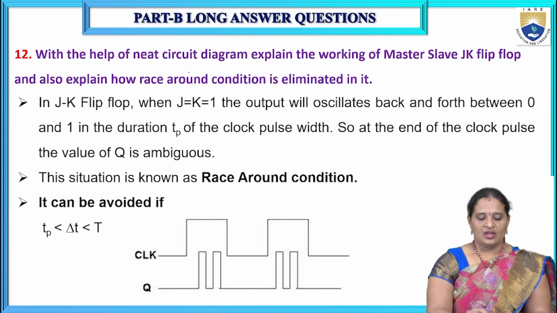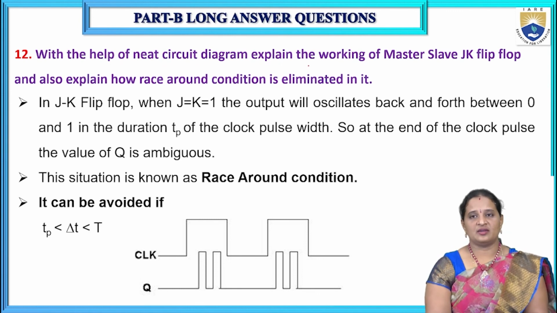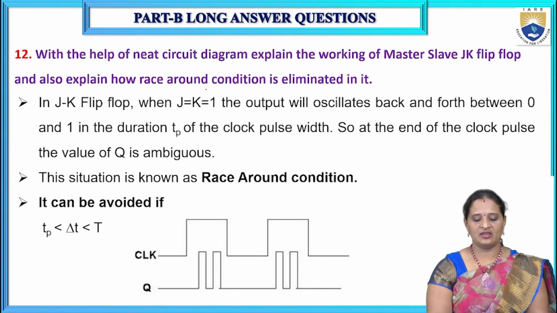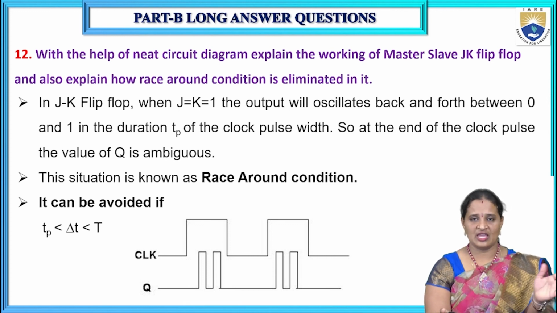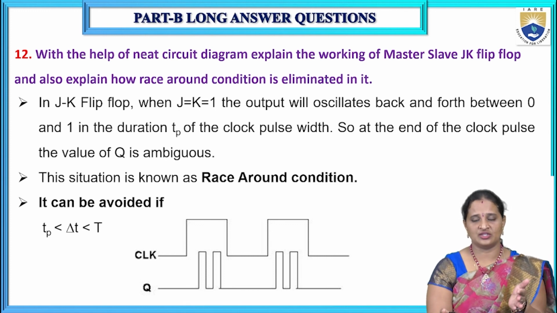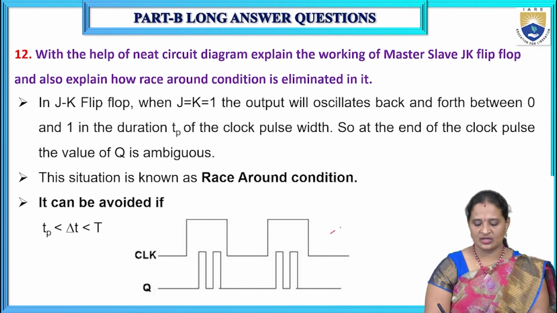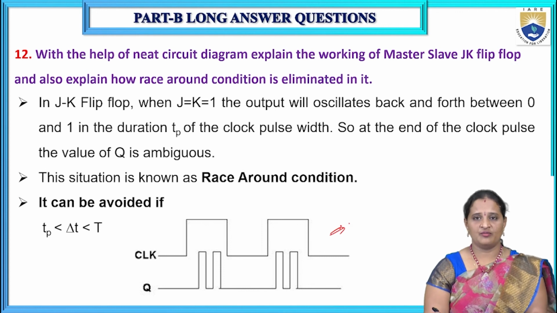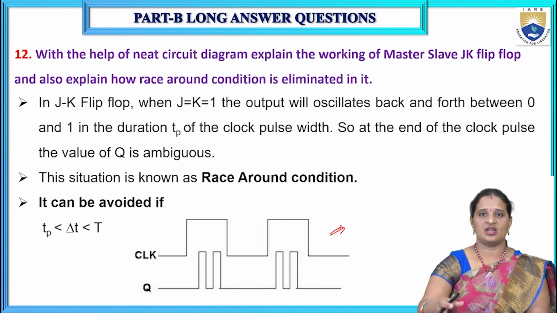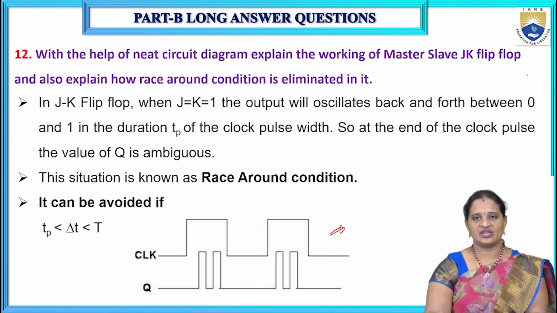Next, with the help of a neat circuit diagram, explain the working of master slave JK flip-flop and also explain how the race around condition is eliminated in it. First, write down the race around condition, in the same fashion as we have just now discussed about master slave JK flip-flop. Show the race around condition with the timing diagram. This is a race around condition and this can be eliminated using master slave JK flip-flop.